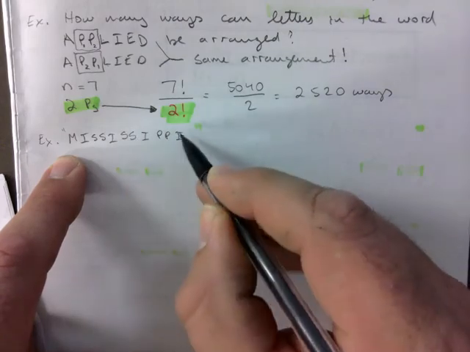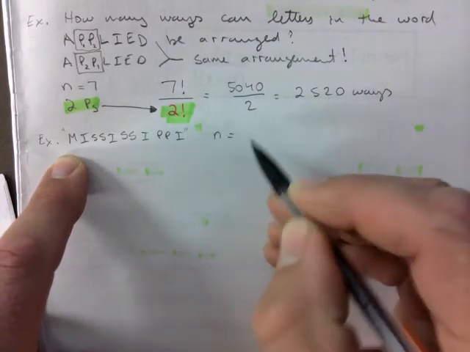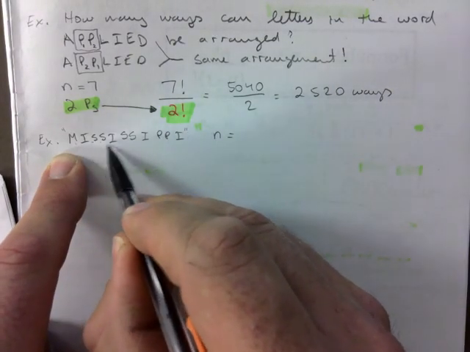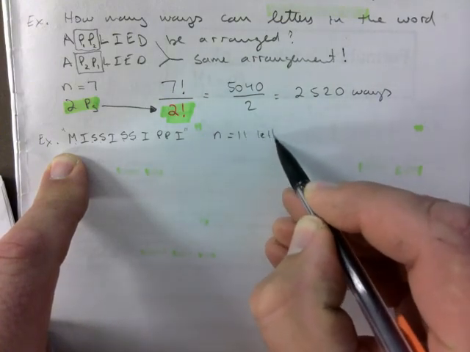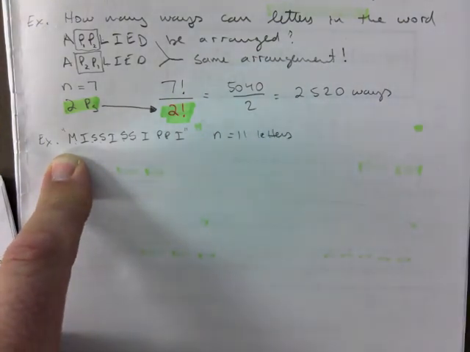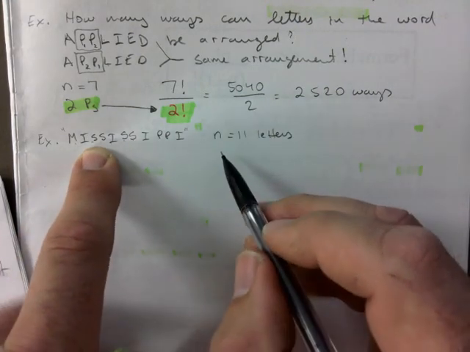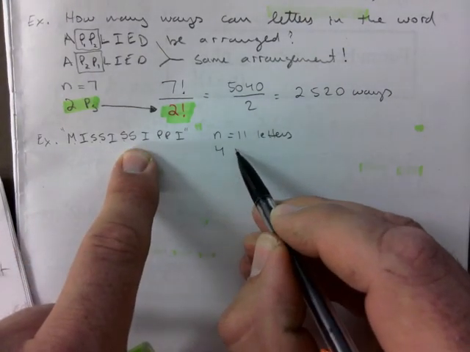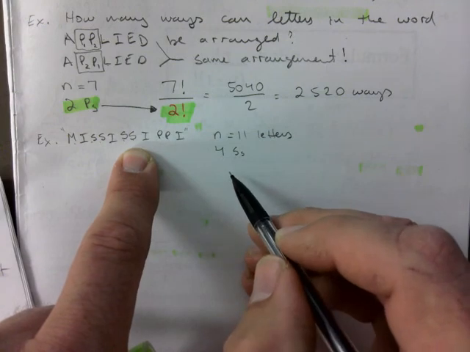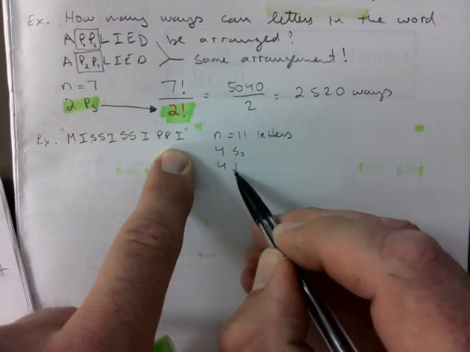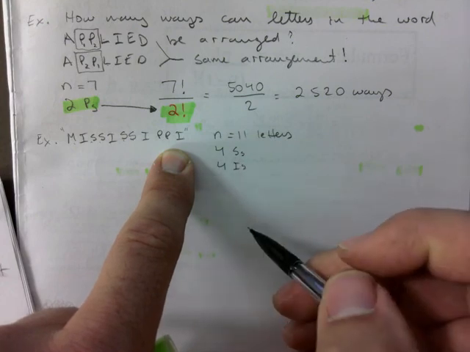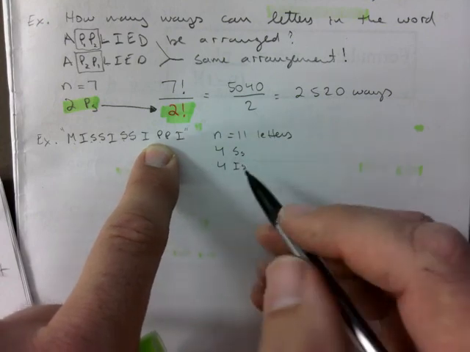So Mississippi is the word. Let's figure out how many letters there are. 1, 2, 3, 4, 5, 6, 7, 8, 9, 10, 11. There are 11 letters. And you should immediately figure out how many S's there are. There are 4 S's. There are 4 I's. Am I missing something? Yeah, 2 P's.